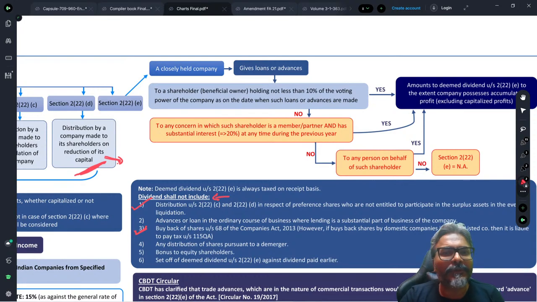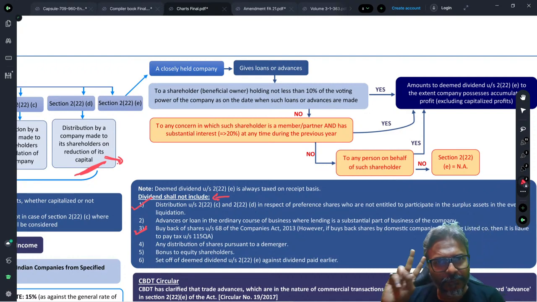Similarly, for point number 3, you can see the buyback of equity shares. Students, even on such a buyback, if you make a payout, then such payout also will not be considered as a case of a deemed dividend under section 222D.